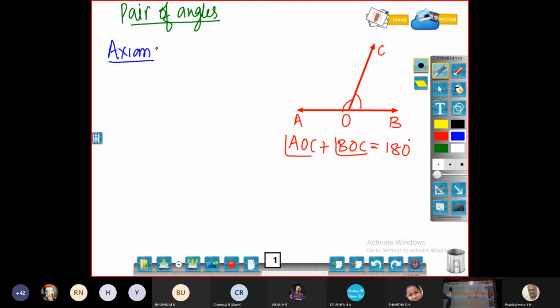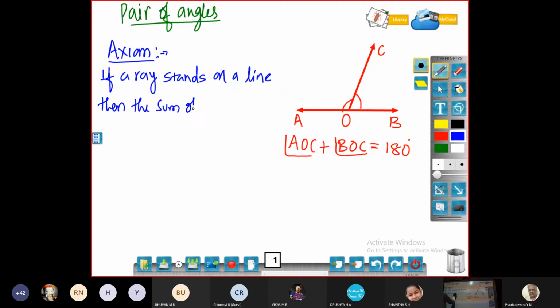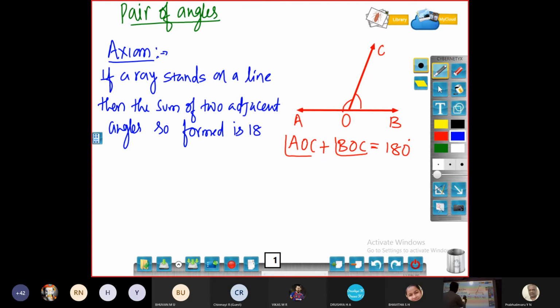Based on this, the axiom is like this: if a ray stands on a line, then the sum of two adjacent angles so formed is 180 degrees. So this is the axiom.